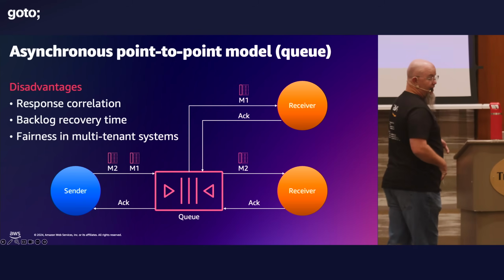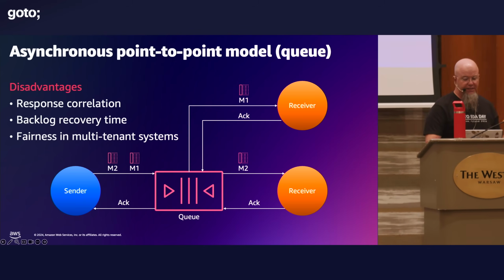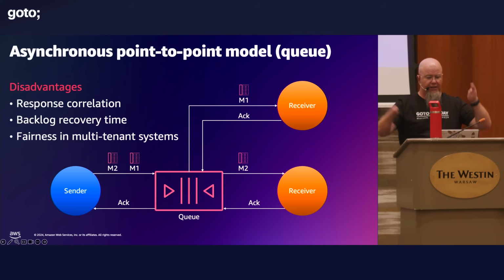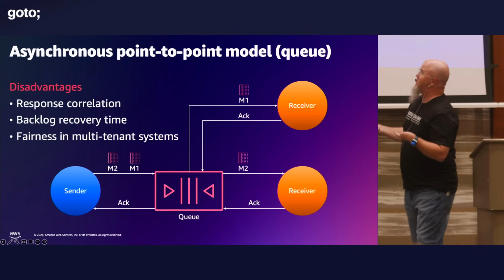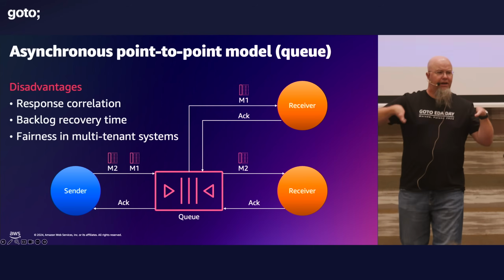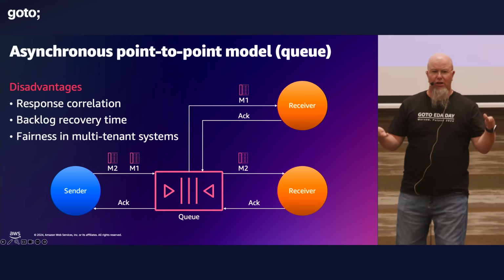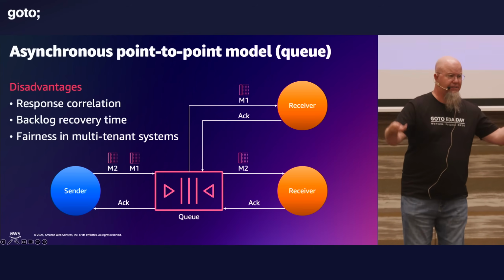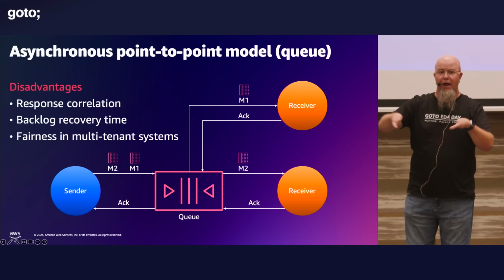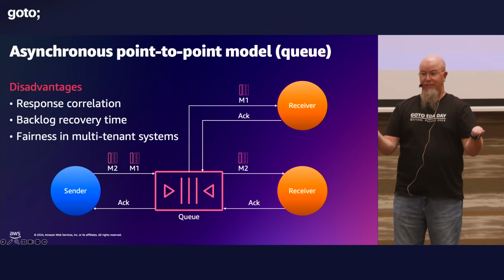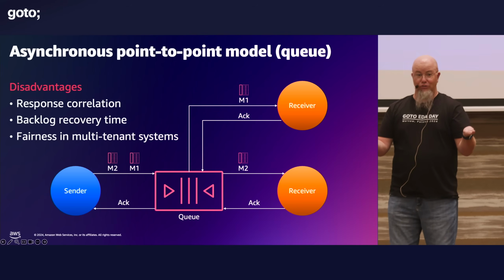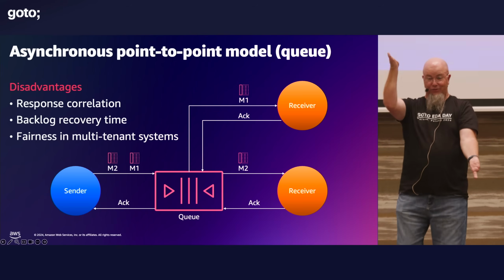All right, and then fairness of multi-tenant systems, how do you balance that out? Getting that working. The other one is backlog recovery time. I don't really see this personally as a disadvantage. We put it on here, but what this means is, hey, your receivers went down, you got a backlog, how do you take care of it? That can take some time. But to me, that's a lot better than going, hey, there's no backlog because we lost all the data because the receivers went down. So if I got to choose one, that's the one I choose.